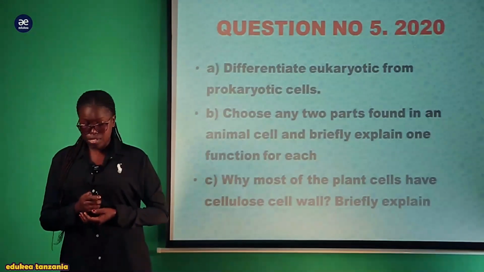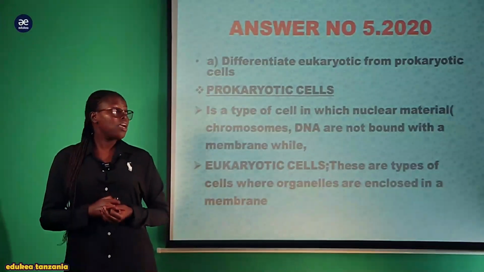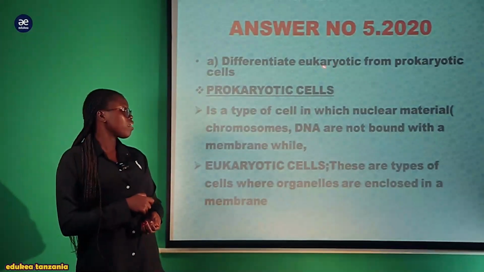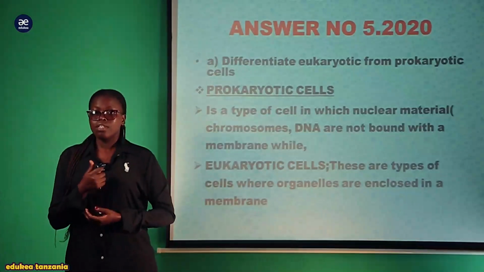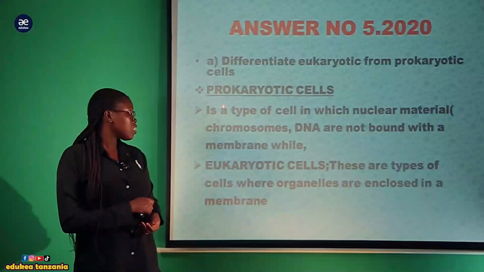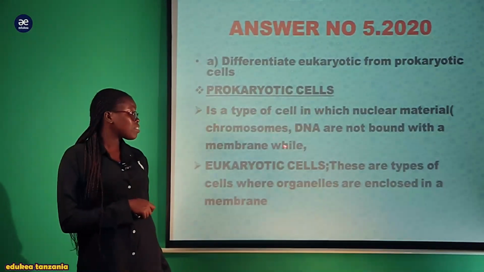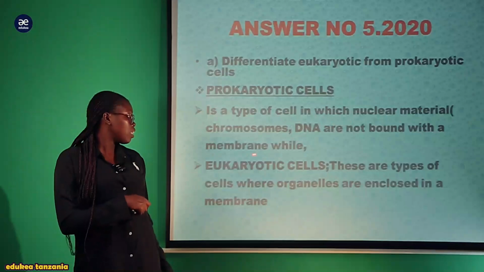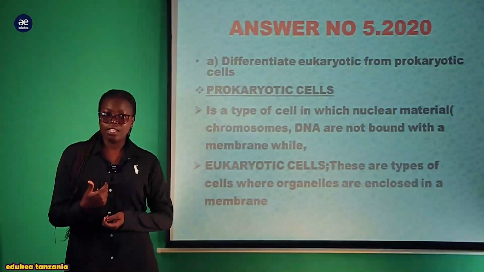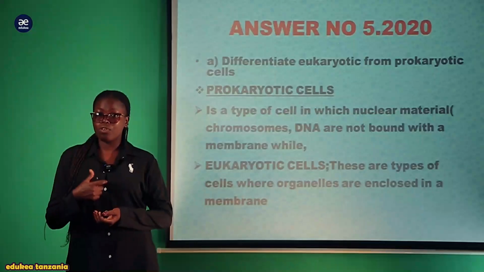Now let us answer the questions as follows. Starting with Roman A, you are needed to differentiate the eukaryotic from the prokaryotic cell. Starting with the prokaryotic cell, it is a type of cell in which the nuclear material, the chromosome and DNA, are not bound within a membrane. So these are the cells which lack the nuclear bound membrane.